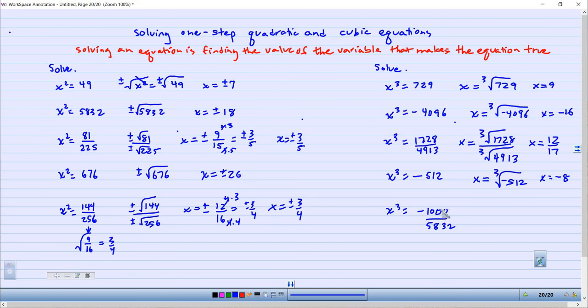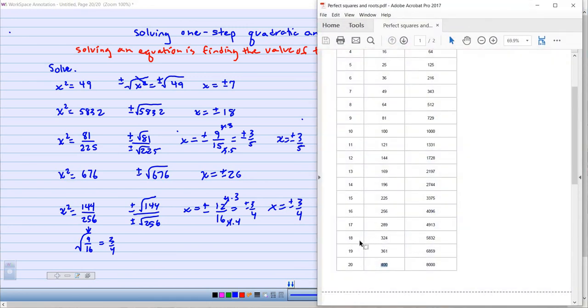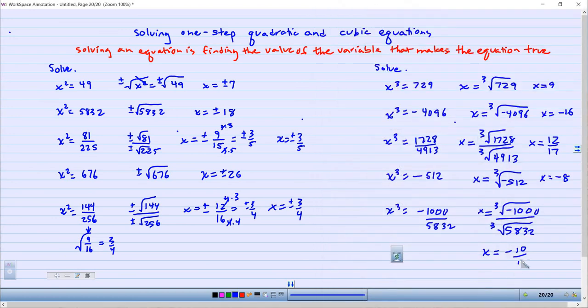All right, and finally, negative 1,000 over 5,832, so x is going to be the cube root of each of those. The cube root of negative 1,000 over the cube root of 5,832. You'll notice I put the negative on the 1,000. When you have one negative, it can go on the top, the bottom, or out front. Well, I'm just about out of space here, so I'm going to do it below. So the cube root of 1,000, what is that? 10 times 10 times 10, isn't it? Cube root of 1,000 is 10. So on the top, I get negative 10. And 5,832, what about 5,832? That is 18. So I get negative 10 over 18.